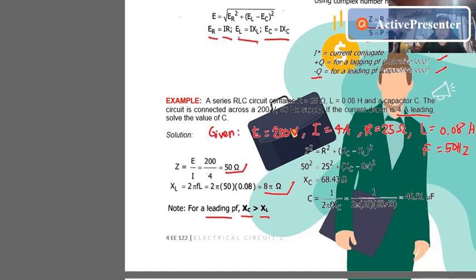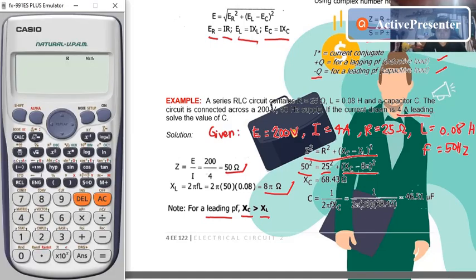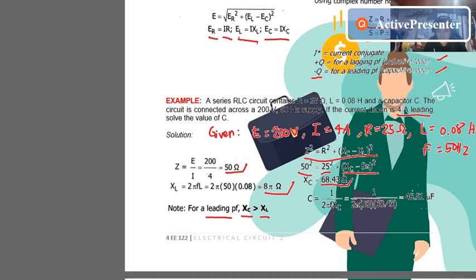So the formula here is Z squared. Take note of this formula: Z squared is equal to R squared plus the quantity XC minus XL, squared. Since we are given the impedance, 50 squared equals 25 squared plus XC minus 8 pi, squared. So our answer for XC is 68.43 ohms.